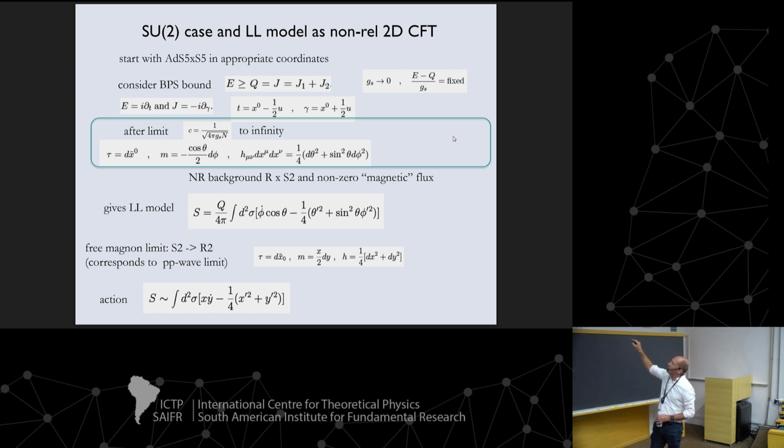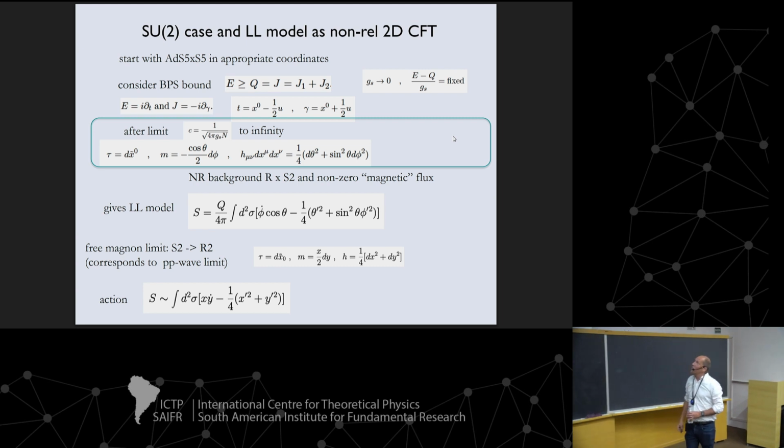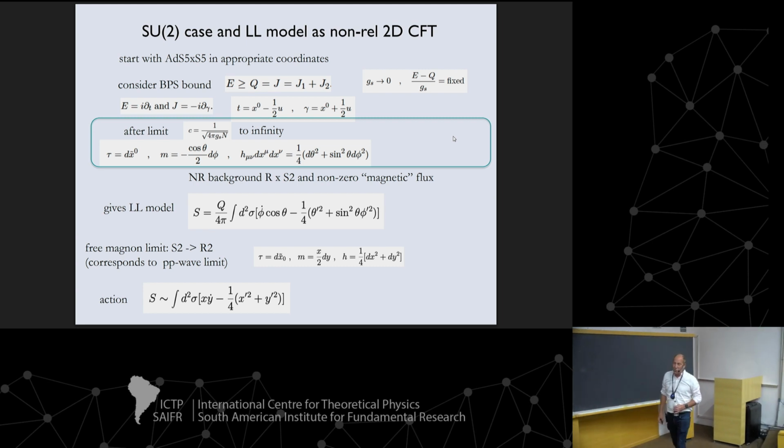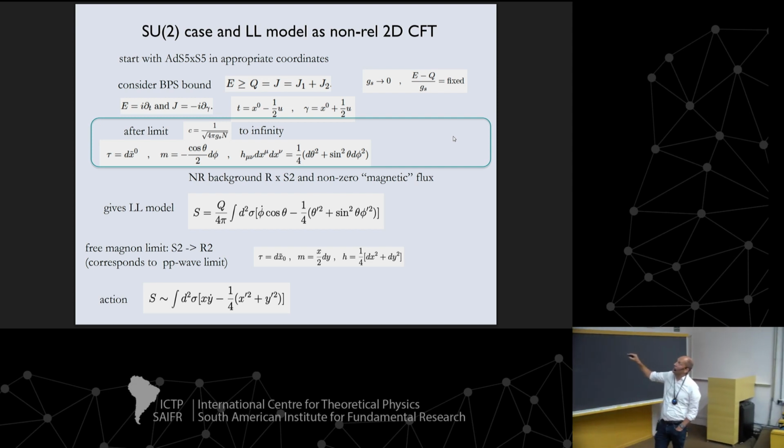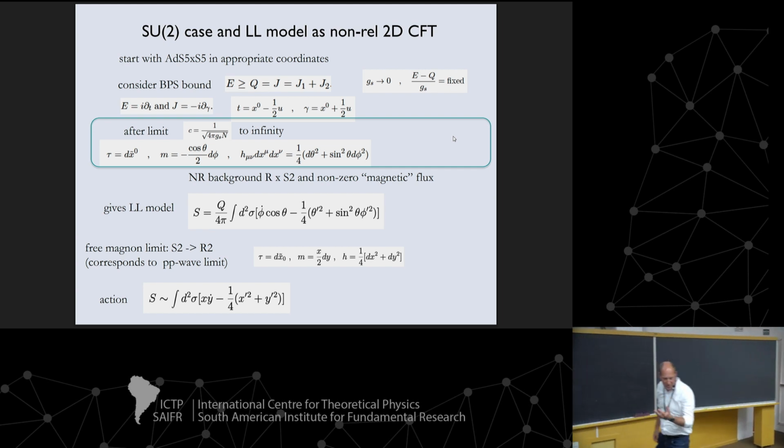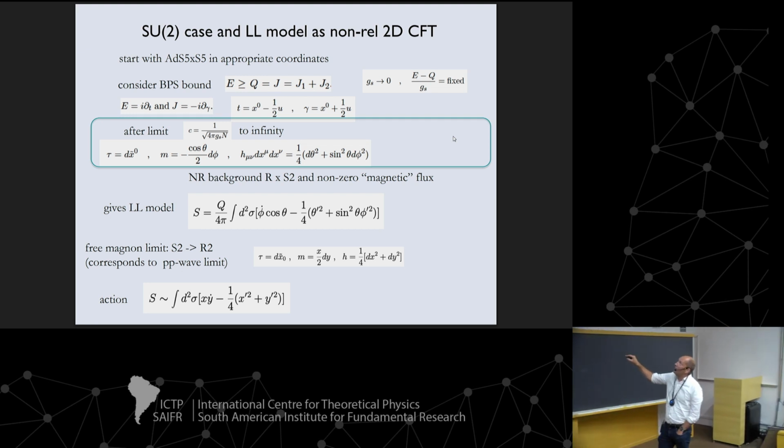And then for implementing this limit, you can figure out that you want to go to new coordinates x^0 and u, and you will precisely see that after the limit, u becomes null. In particular, the background that you're left with, the stringy Newton-Cartan background, takes this form. There's a timelike one-form, there's a non-zero M field, and this transverse space. If you just plug it into this more general sigma model that I gave you, you precisely find the Landau-Lifshitz model.